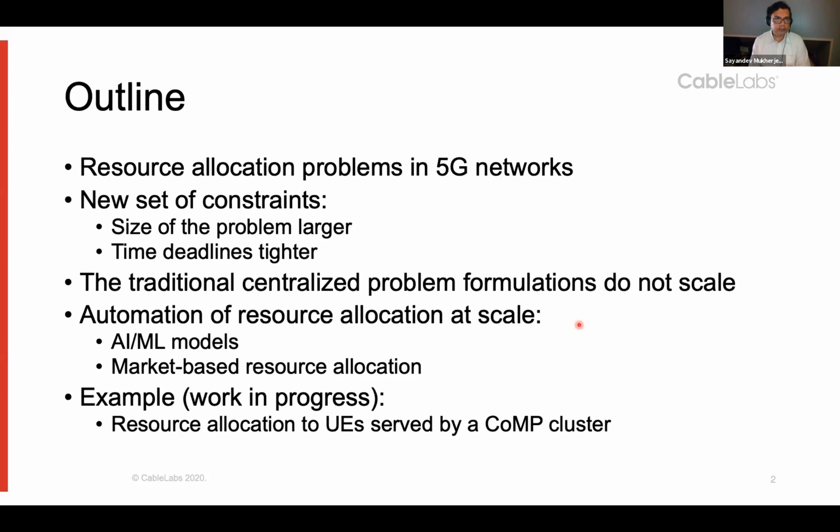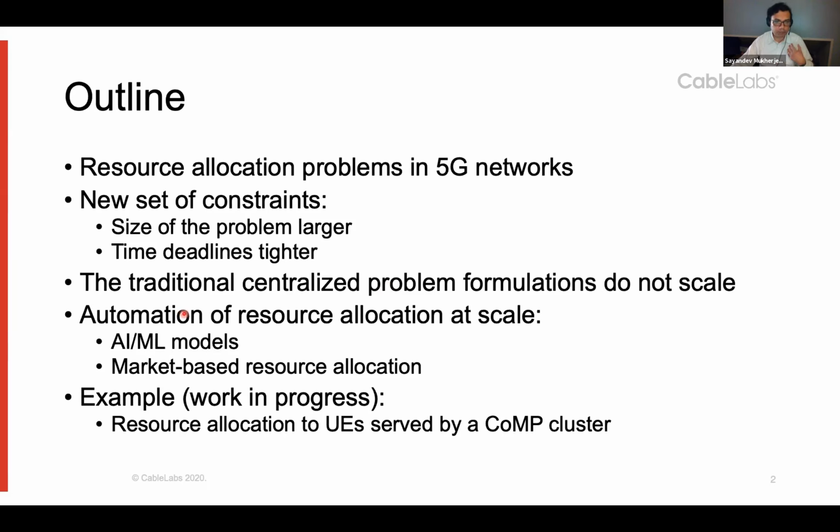This is the outline of my talk. I'm going to quickly go over the topic of resource allocation problems in 5G networks. I don't think it needs much introduction in a session such as this, but I will argue that given the new set of requirements and constraints that we have in 5G networks, the traditional centralized problem formulations do not scale. Fortunately, my work has been done for me. Arguments have been mostly made by the previous speakers. They have made it clear and shown other scenarios for which traditional centralized problem formulations don't work.